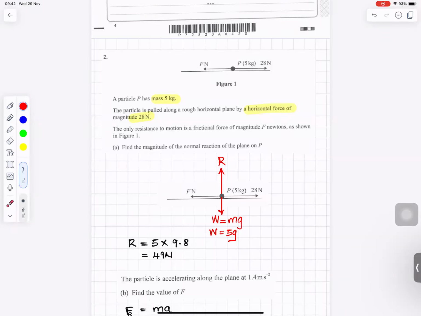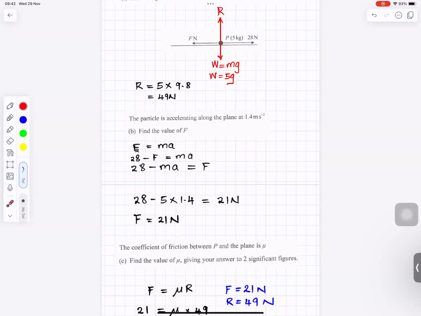The particle is accelerating along the plane at 1.4 meters per second squared. Find the value of F. So the normal reaction is 49 newtons. Resultant force equals mass times acceleration, using Newton's second law. Resultant force is 28, the forward force, minus F, the backward force, equals MA. So rearrange it: 28 minus MA is equal to F. M is 5, A is 1.4. So 28 minus 5 times 1.4 gives you 21 newtons.